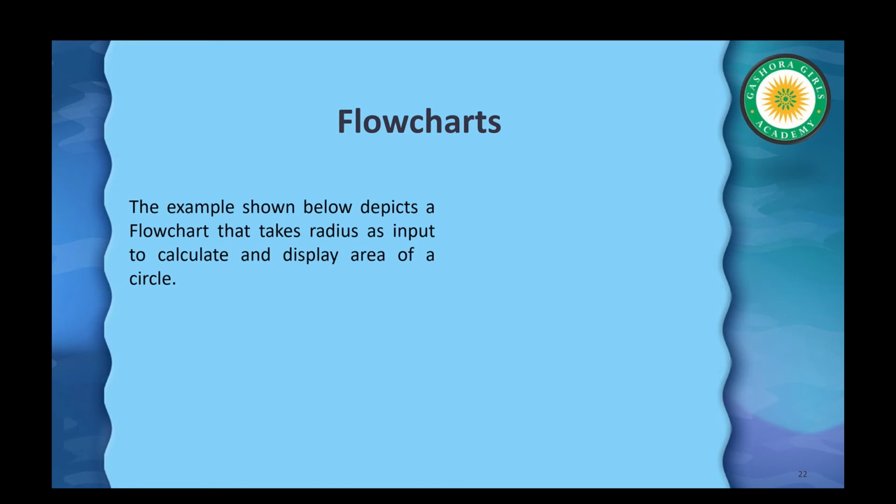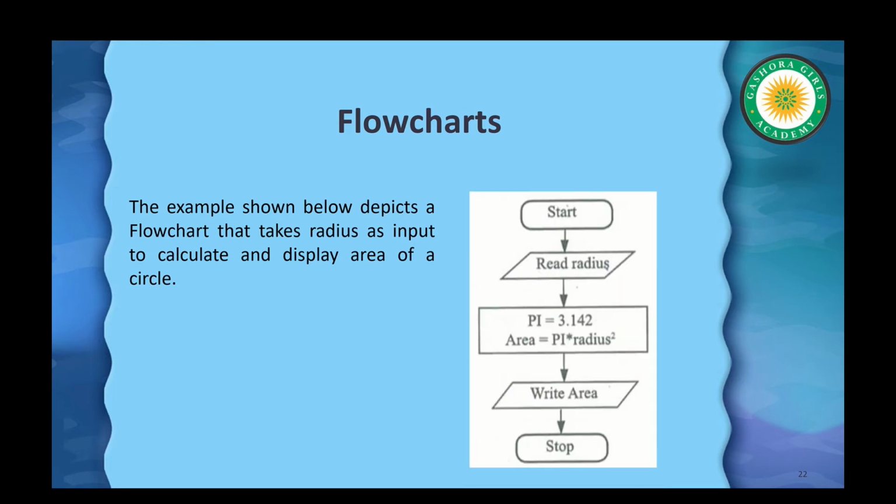For example, here we have an example that depicts a flowchart that takes a radius as an input to calculate and display the area of a circle. So this is the diagram. Here, as we saw, this is the start of the algorithm. Then, as we saw, this symbol represents the input or the output. So this is the input. This symbol is also used as the output.